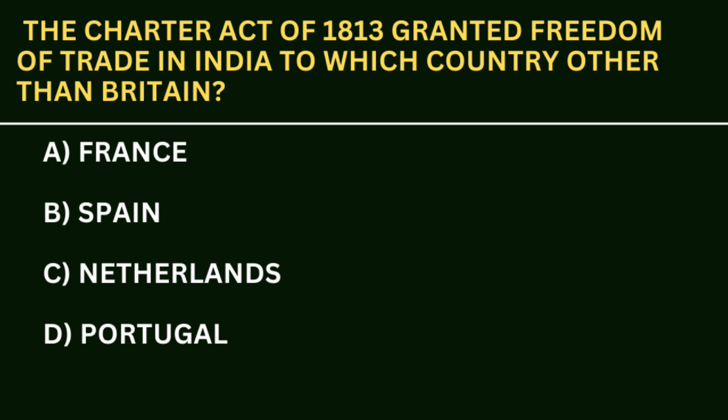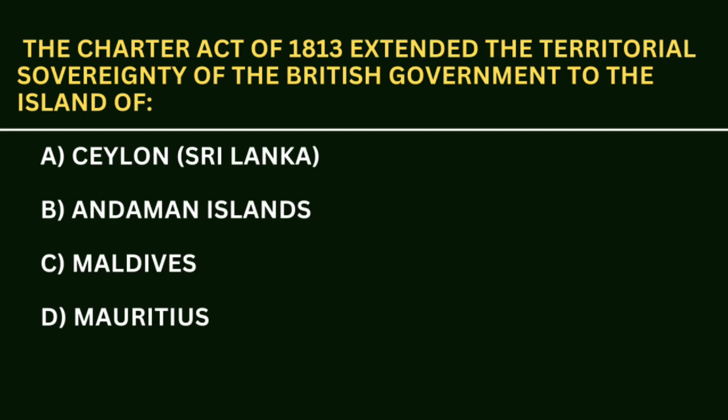The Charter Act of 1813 granted freedom of trade in India to which country other than Britain? Option C, Netherlands. The Charter Act of 1813 extended the territorial sovereignty of the British government to the island of. C. Maldives.